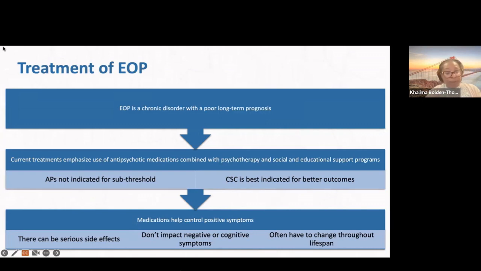Medications help control positive symptoms of psychosis, as we know, and can have serious side effects. They don't touch negative symptoms or cognitive symptoms. That's where we come in. And they often have to change throughout the lifespan, as someone grows, especially our kiddos. What they need at 11 is not what they need at 14 or 15. It's not what they need at 18, 25, 35, etc.